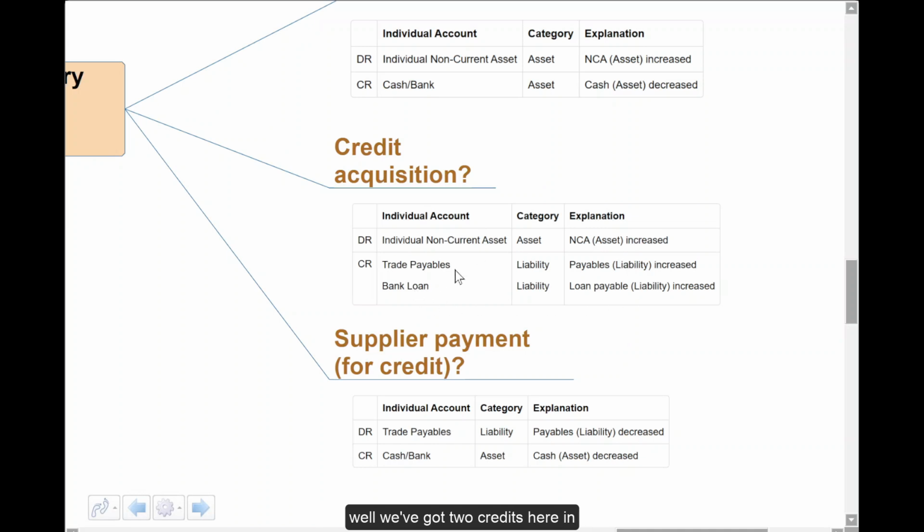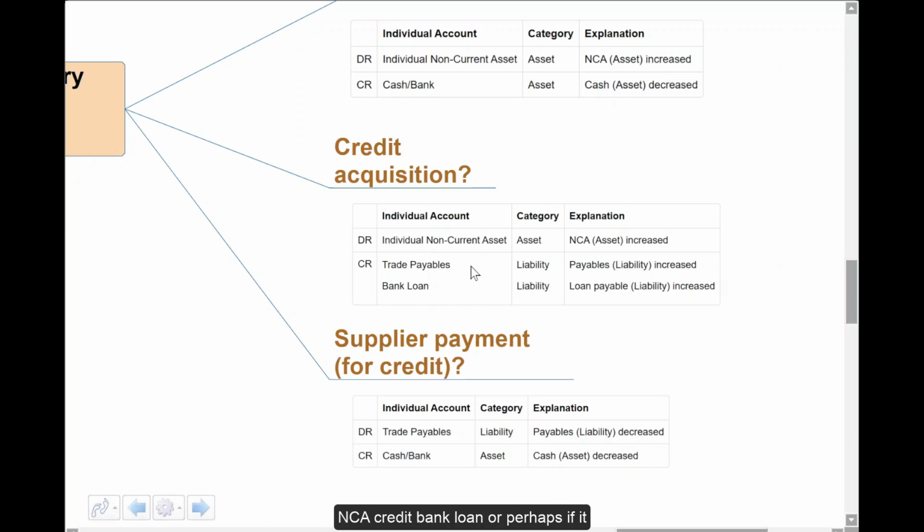Well, we've got two credits here. In effect, we've got a bank loan credit, or let's say we've got a trade payables credit. If we were just talking about an outright purchase, for argument's sake, $50,000 we took out as a bank loan, and we purchased a car for that $50,000, it would simply be debit NCA, credit bank loan.